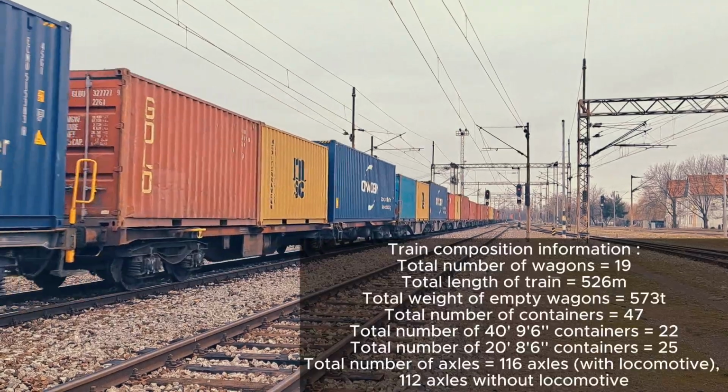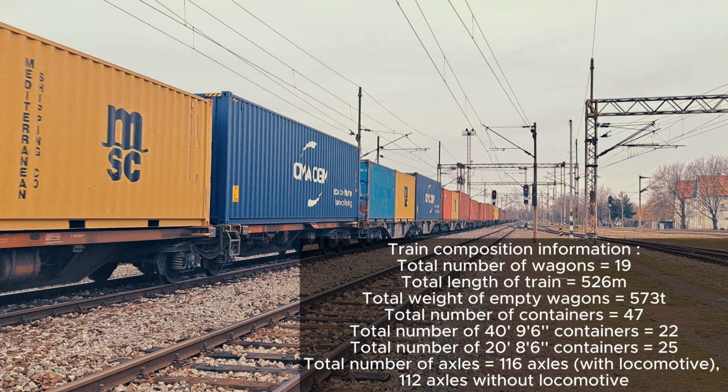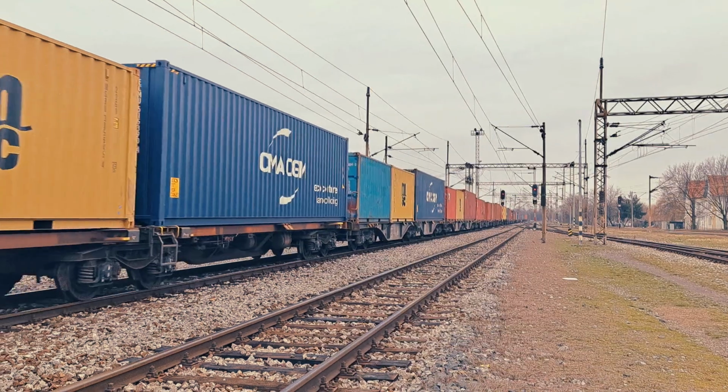Train composition information: total number of wagons 19, total length of train 526 meters, total weight of empty wagons 573 tons, total number of containers 47, total number of 40-foot 9-foot 6 containers 22, total number of 20-foot 8-foot 6 containers 25, total number of axles 116 axles with locomotive and without locomotive 112 axles.